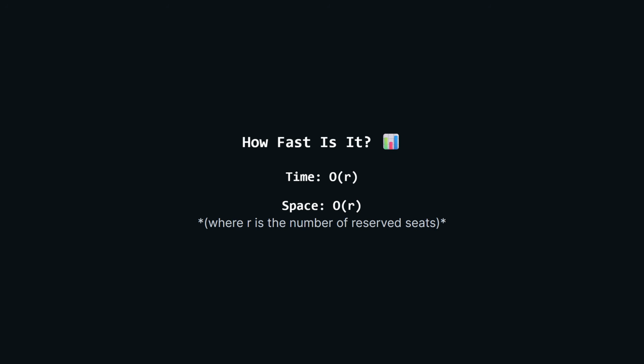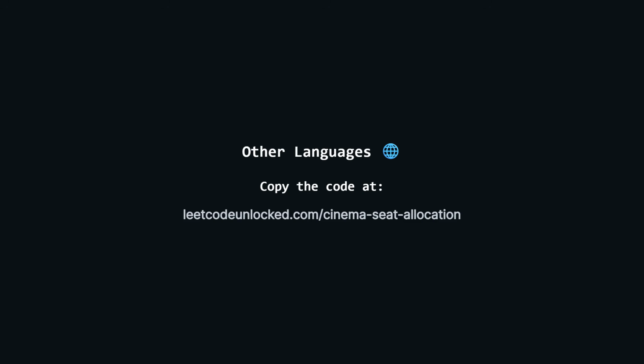So how fast is this? The time complexity is big O of R, where R is the number of reserved seats, because we just loop through them once. The space complexity is also order R, to store our dictionary. That covers the Python explanation.